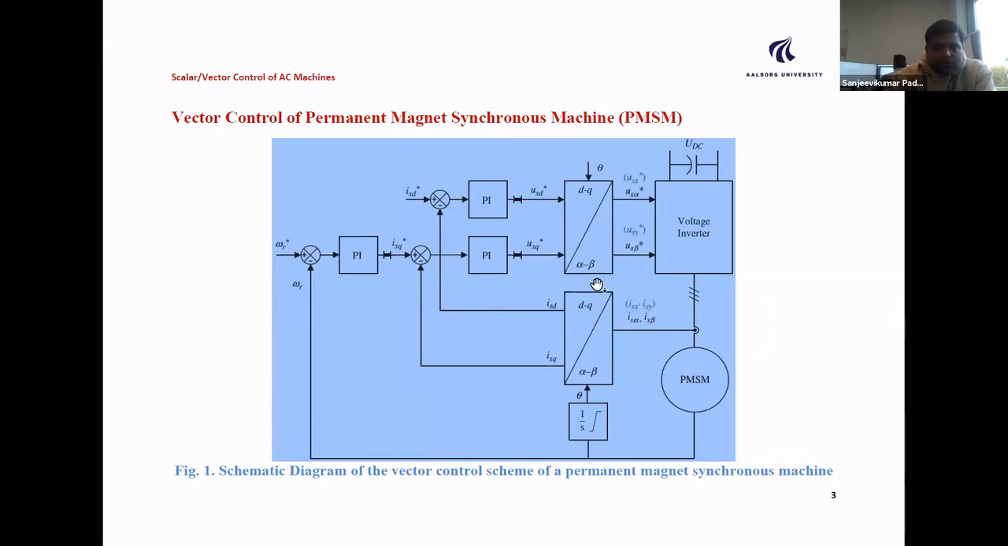Then use the Park transformation and inverse Park transformation, so that all these DC parameters will be converted into AC. Then you can feed them to your inverter to control the six switching devices of the inverter. In the last case, if you look at the difference, we used an indirect method to calculate the angle theta. In this case, you just integrate your speed, you can calculate theta, and you can feed the blocks.